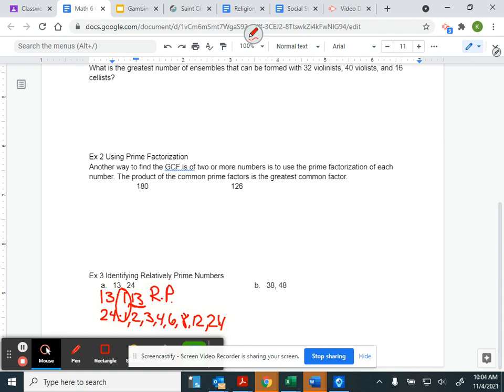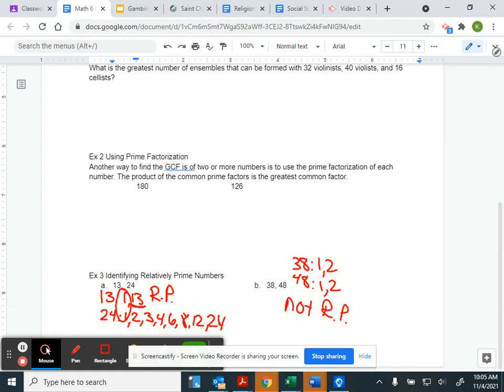Okay. So then let's look at 38 and 48. They share 1. They're both even, so they share 2. Do I have to keep going? No. Why not? Oh, wait. Because I can see they share more than just a 1. So it is not relatively prime. Because they both share 2. I don't care about any more. That's all I need to know. They share more than a 1. So I can stop right there and say they are not relatively prime.